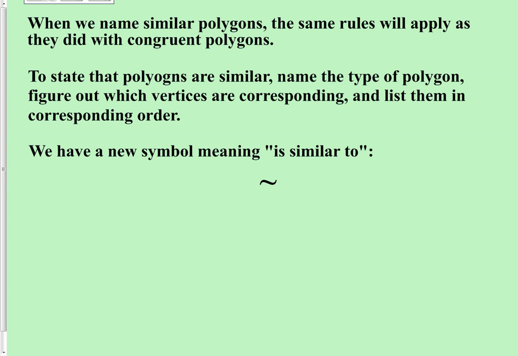Little side note, extra piece of information here. We have a new symbol for similar, one we have not seen yet this year. It is pronounced "is similar to," and it's like the little squiggle that shows up on the top of the congruent symbol, but we do not get the equal sign underneath it. It's just the squiggle. Okay, so a new symbol there.